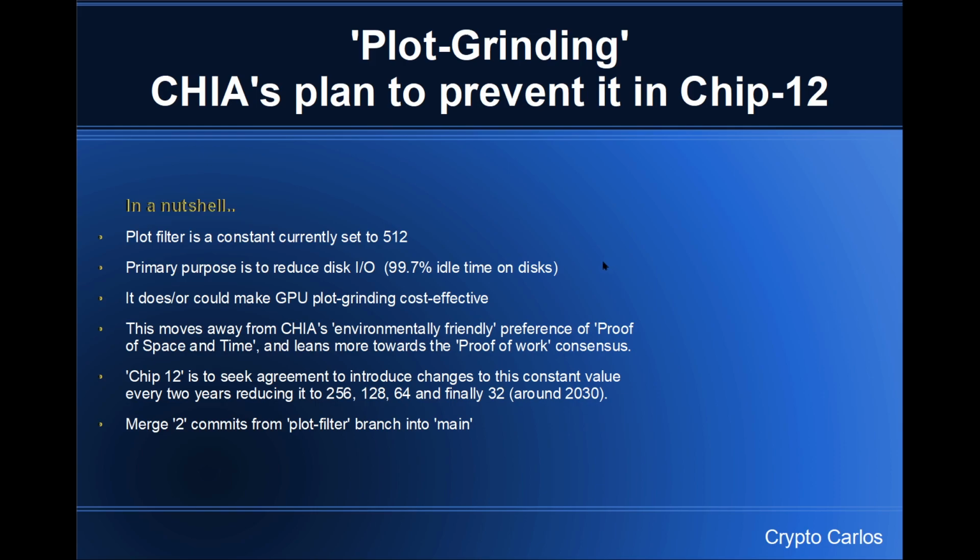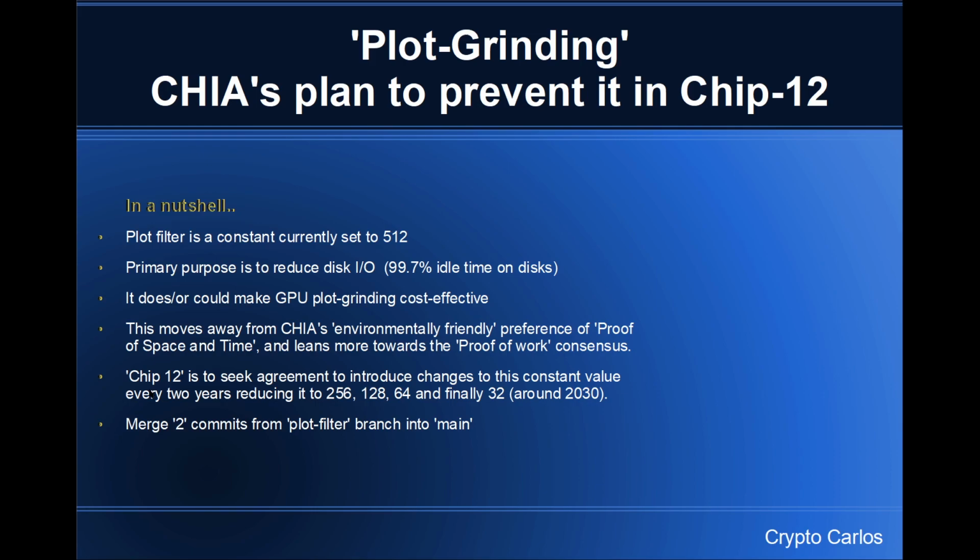What it currently does, or could do, is make GPU plot grinding cost effective, and I'll go into GPU plot grinding a bit more in a second. And plot grinding basically moves away from CHIA's environmentally friendly preference of proof of space and time and leans more towards a proof of work consensus. So it goes against what they stand for, really, or what they're trying to achieve.